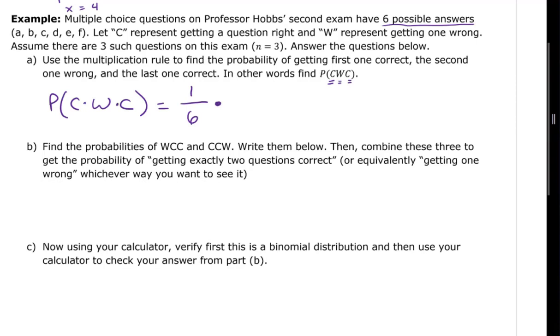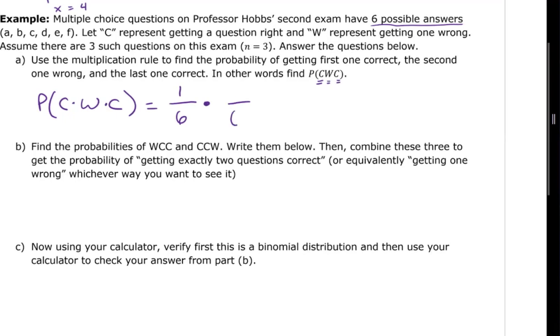Well, that's going to be 6 total possible answers because it's A, B, C, D, E, F. And how many of those are wrong? Well, almost all of them are wrong. 5 of the 6 answers are wrong. Then last but not least, we have the last one being correct. That's going to be 1 out of 6 as well. So C, W, C right there.